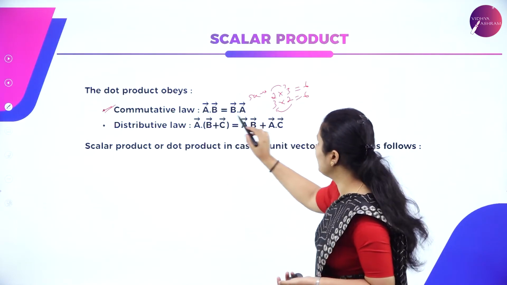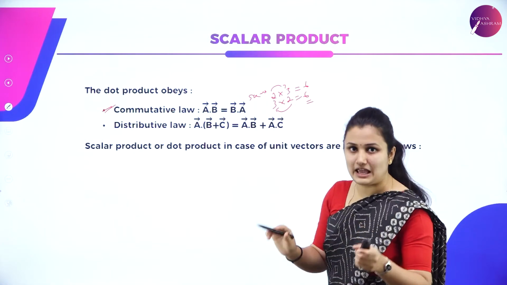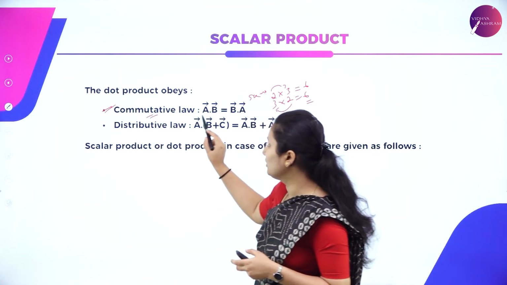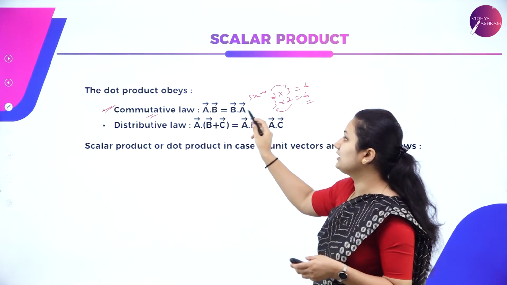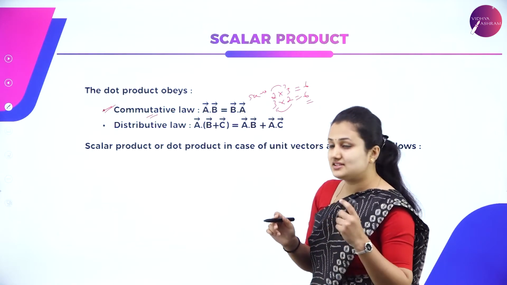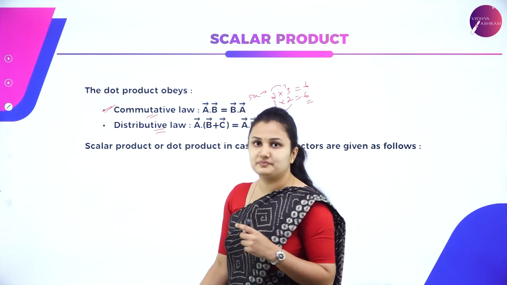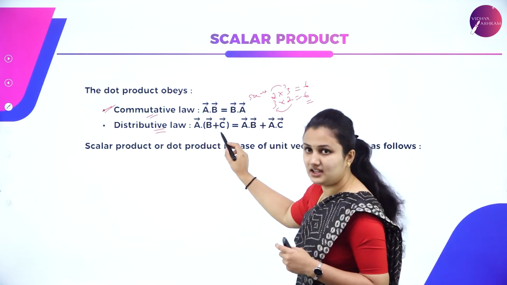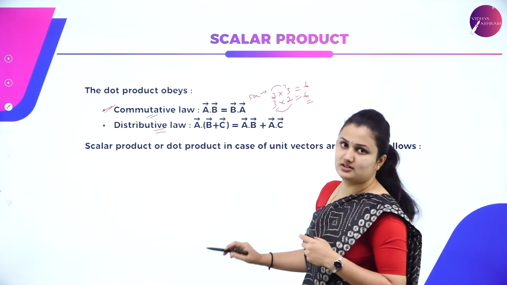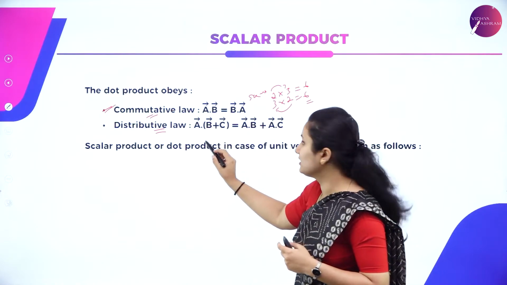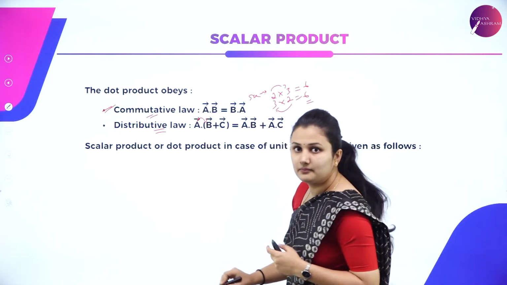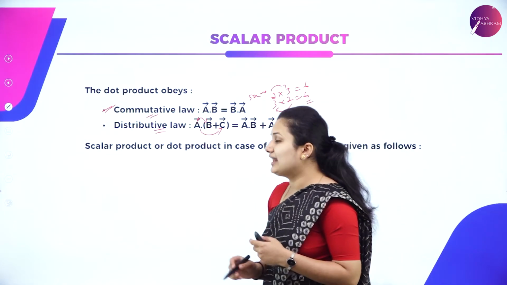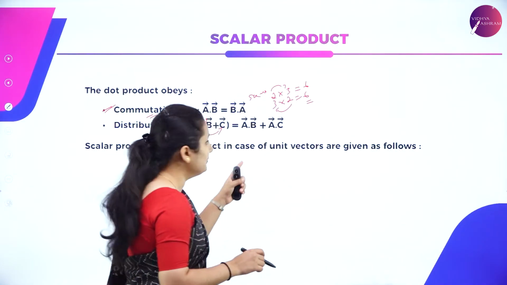If there is a change in the order of A or B, the resultant will also remain the same. So that is the commutative law. A dot B will give you B dot A. Similarly, the second condition is the distributive law. What is the distributive law? A dot (B plus C) is equal to A dot B plus A dot C. This is the distributive law.